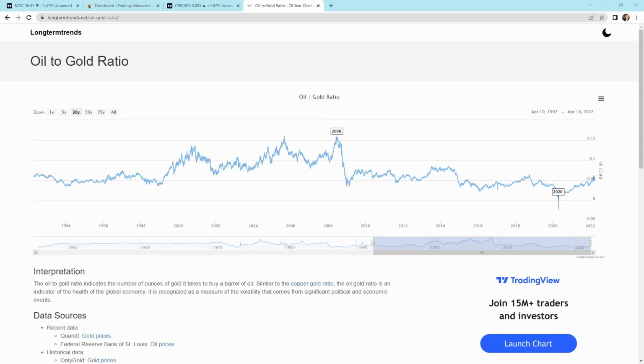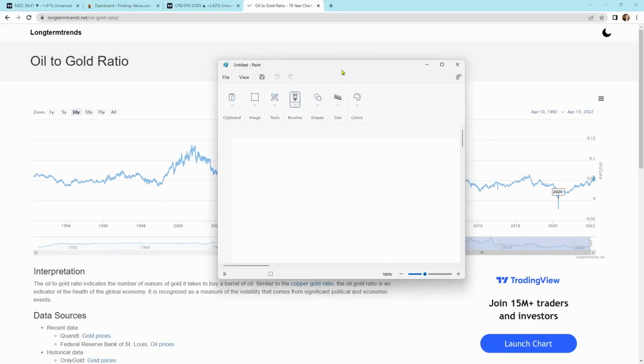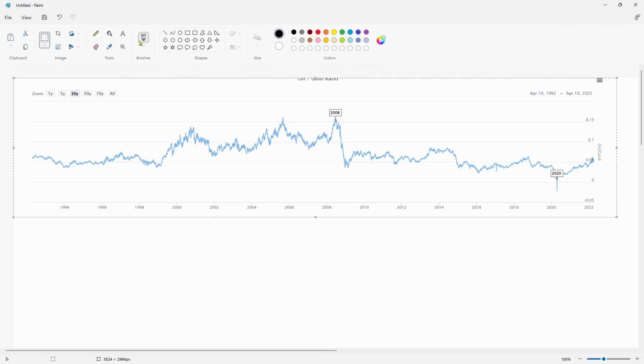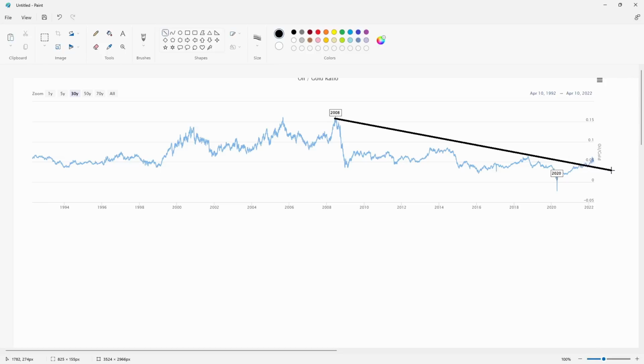And what I'm looking for are trend changes. Trend changes are changes that are broken from a trend. See, we were in this downtrend, and all of a sudden we have gone into an uptrend. So this here is a new uptrend. That's what we broke, and that's exactly what I look for. I look for changes in trends. So this is a change in trend of the oil to gold ratio, where oil is going to start to outperform gold. It's a big deal.